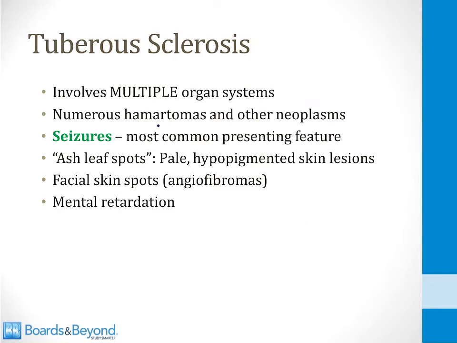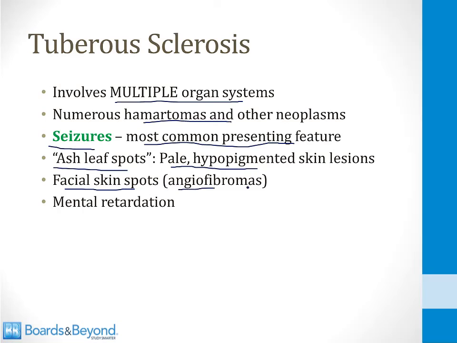Tuberous sclerosis involves multiple organ systems, not just the heart. In many different organs in the body, hamartomas and other neoplasms will form. Neoplasms can form in the central nervous system, and this can lead to seizures, and this is the most common presenting feature of this condition. It's usually going to be a child who presents with seizures. In addition to seizures, other characteristic findings are the presence of ash leaf spots. These are pale hypopigmented skin lesions. I'll show you a picture of one of these in a minute. In addition, these children often have facial skin spots called angiofibromas, and finally, there's often mental retardation.